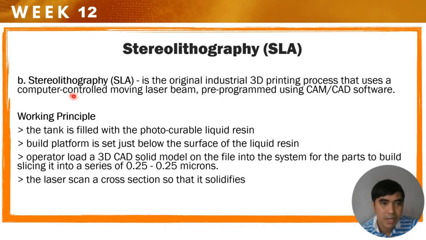Second is stereolithography or SLA. The first one is SLS, and this one is SLA. It is the original industrial 3D printing process that uses a computer-controlled moving laser beam pre-programmed using CAD software. This one is the commonly used 3D printing. It can be done with portability, meaning SLA 3D printers are smaller than SLS. These are programmed using your AutoCAD, CAD software or CAM software.